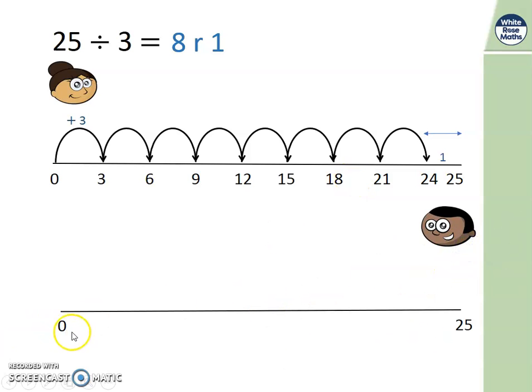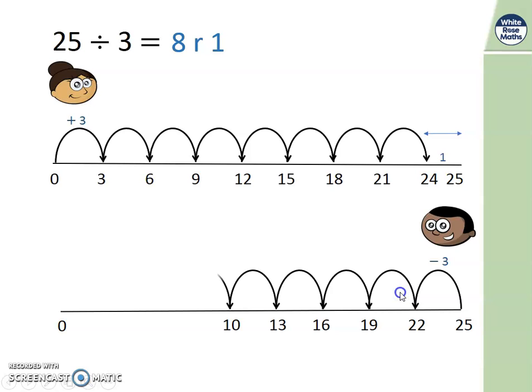He's still drawn a number line from 0 to 25, but he's going to count back in groups of 3. So he takes away 3, and underneath he writes where he lands. And he continues to take away 3 and write down where he lands each time. Now, as you can see, he lands on 1, but we can't take any more groups of 3. Count his groups, and you should find that he also had 8 groups and he landed on 1, which is the remainder.